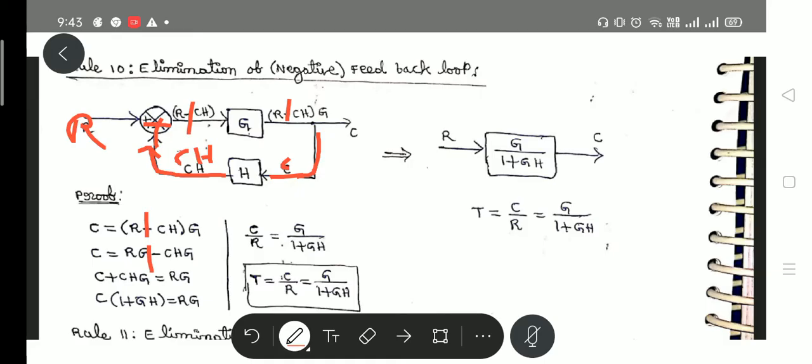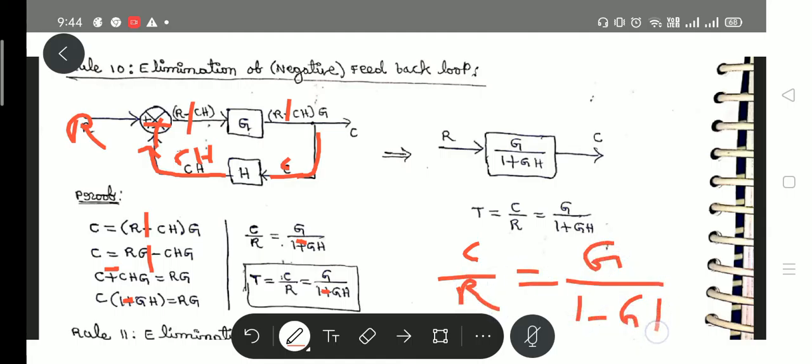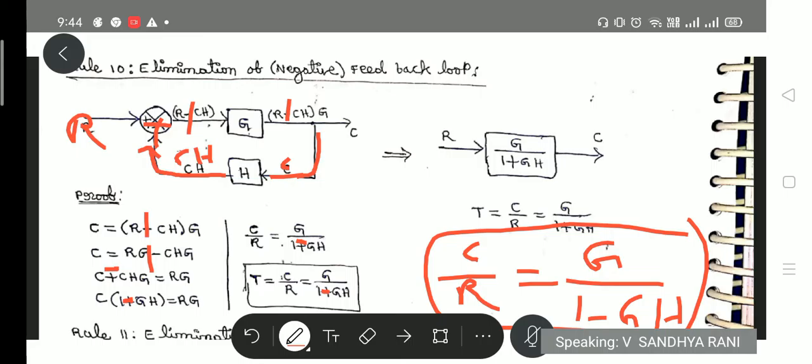So RG plus CHG. I am taking CHG to this side, minus CHG. C minus CHG is equal to RG. Taking C common, 1 minus GH. From this, C by R is equal to G by 1 minus GH. This is the transfer function of the positive feedback loop.